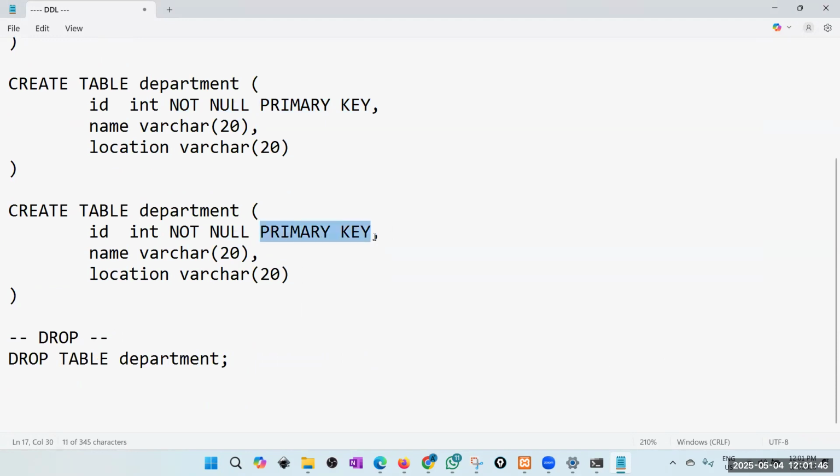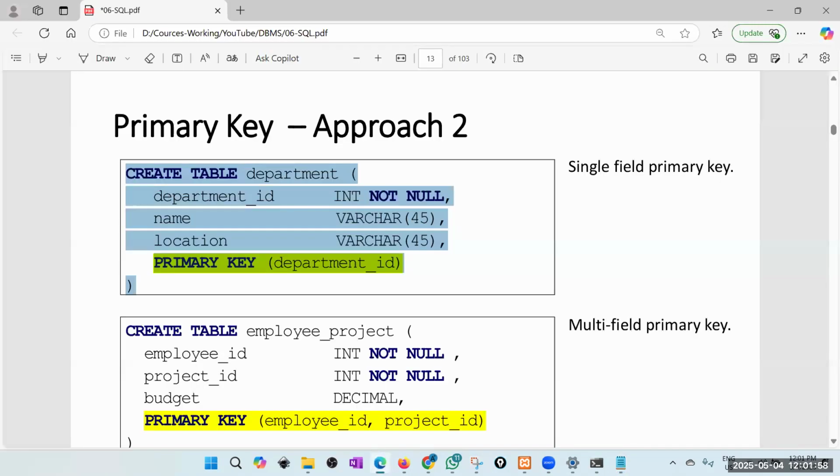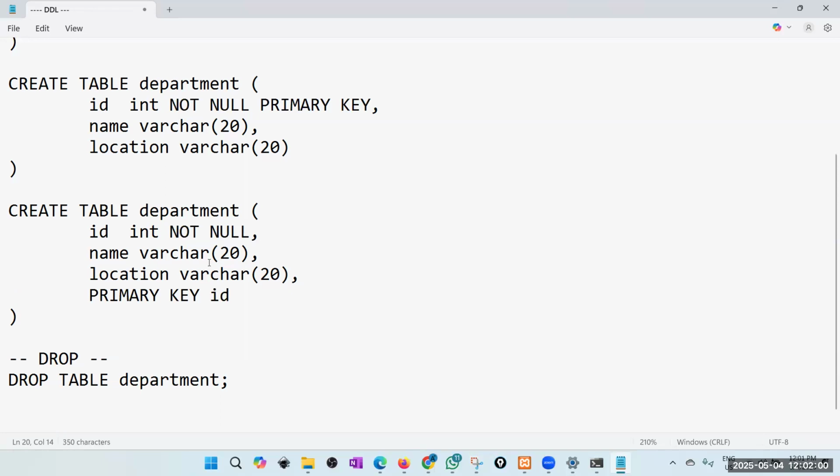So now I will say this is just not null, and this is not my last line now. And now I can say primary key is ID. Primary key ID. And now this is my last line, so no comma here. So this is my second way of creating a table with a primary key.